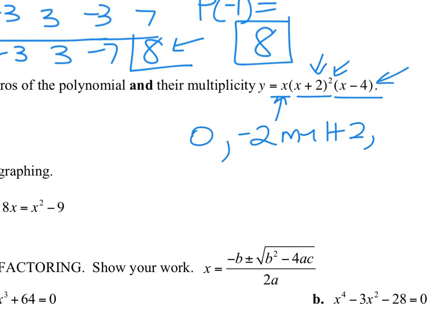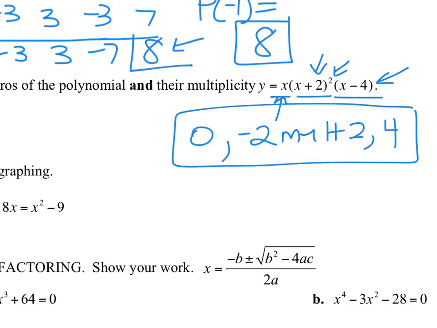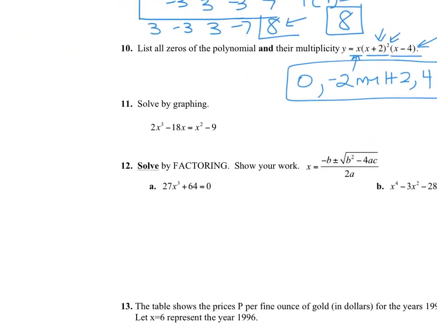And then finally, in my last factor, that 0 is 4. And that's it. If it was cubed, it would have a multiplicity of 3. If it's to the fourth, it has a multiplicity of 4, so on and so forth. Easiest problem. Don't miss that one.